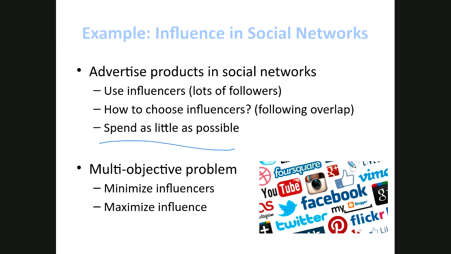And this is a clearly multi-objective problem because you want to minimize the number of different influencers that you're going to pay. And on the other hand, you want to maximize the influence that you are going to obtain on the market. You want to reach as many people as possible. And of course, this can be stated easily into an optimization problem.